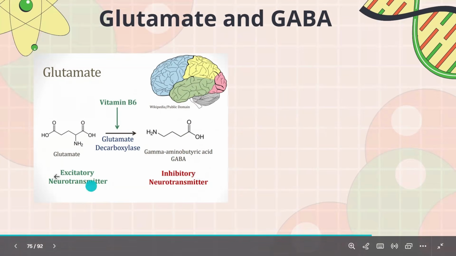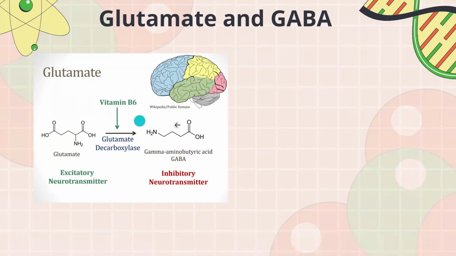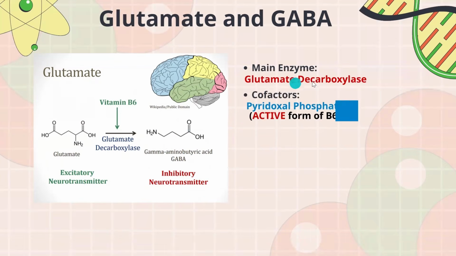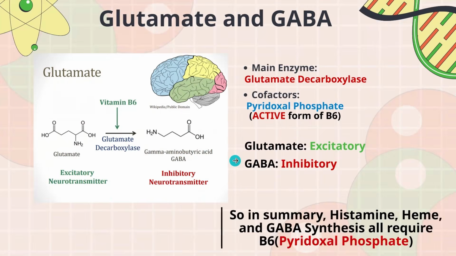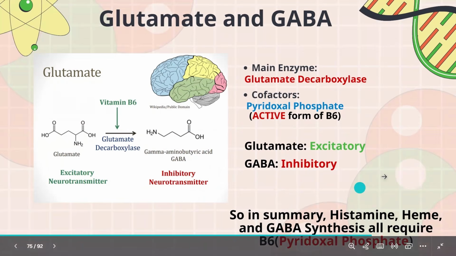When we get to neuro, we're going to understand more about them. Just know this for now. The main enzyme is glutamate decarboxylase, the cofactor is pyridoxal phosphate, and glutamate is excitatory while GABA is inhibitory as a neurotransmitter. Okay, so in summary, histamine, heme, and GABA synthesis all require B6, pyridoxal phosphate.